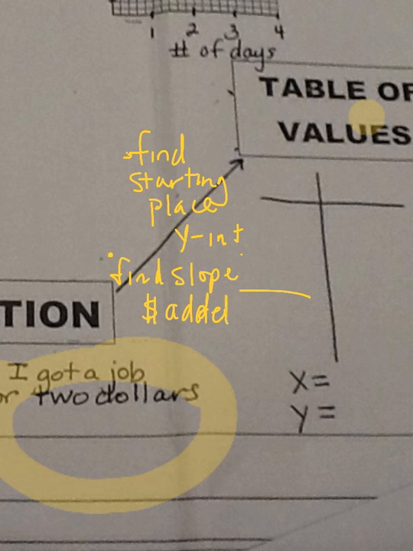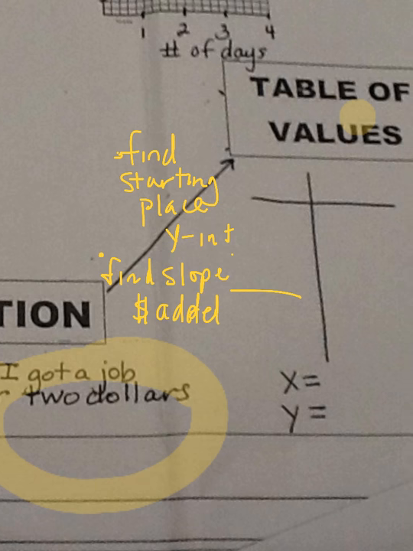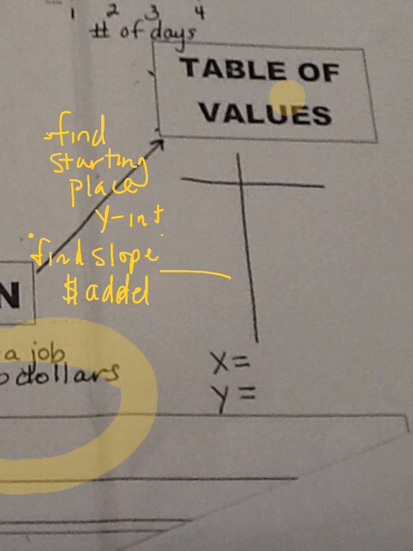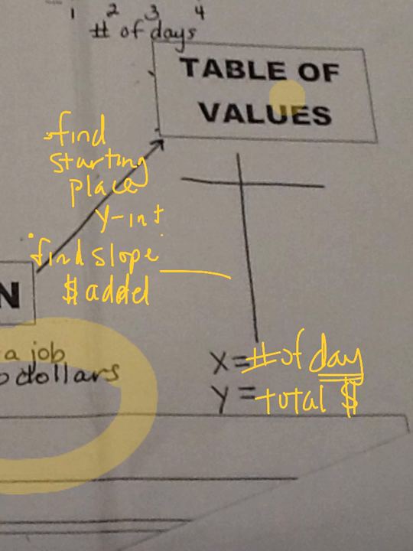So you're going to want to make sure that you understand what's going on. In this case, X stands for the number of days that I'm walking the dog, and Y stands for the total money. Almost always, if there's a time, it's an X. And if there's a total, it's the Y.